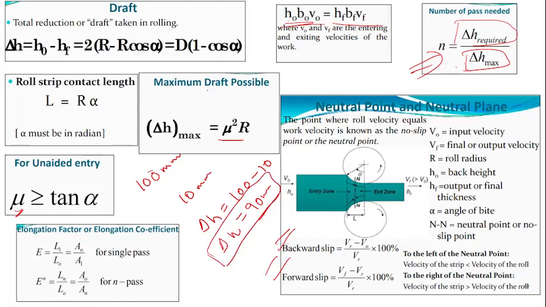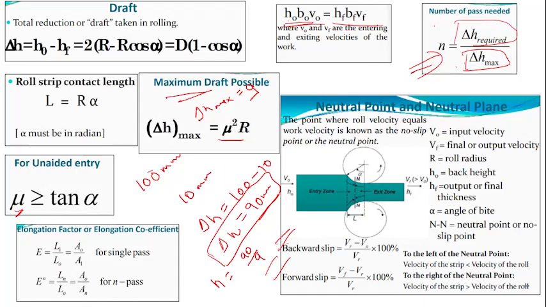So there is one condition. What will be your maximum draft possible? Maximum how much you can reduce. That depends upon the friction coefficient and the radius of your roll, right? Suppose your delta H max possible is coming around 9. Then how many passes? Firstly you will go for 9 reduction, then again you will go, then again. So how many passes will be required here? 10 passes.